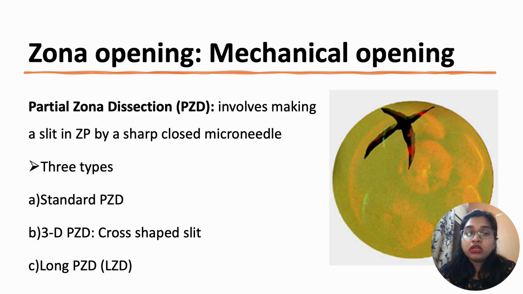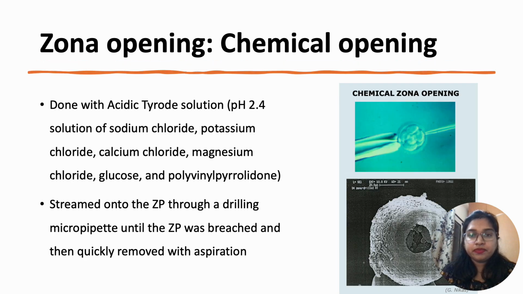Then long PZD, it involved placing the greatest perivitelline space at 6 o'clock position and passing the PZD micropipette through both the sides of the zona pellucida, entering at 5 o'clock and exiting at 7 o'clock. So the micropipette was then used to cut the zona pellucida against the bottom of the dish for a larger slit. It is going to create a larger slit.